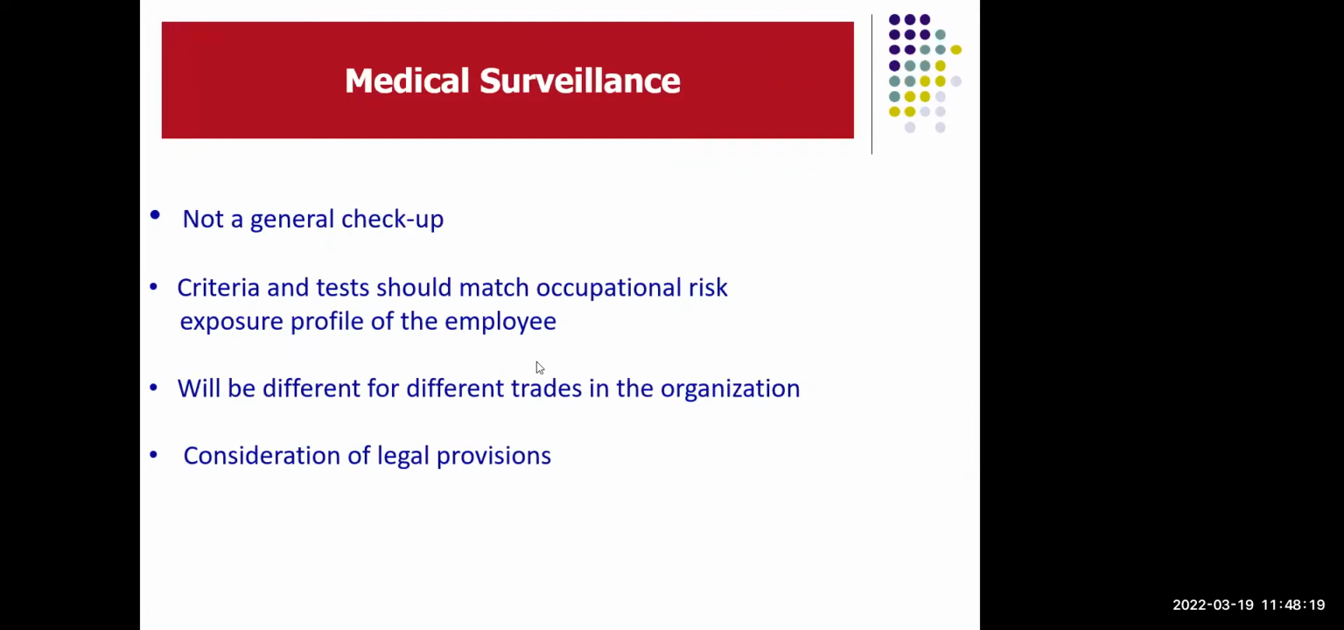So let us say a few words about medical surveillance. Now it's not a general checkup, like you go to a health clinic and get a silver checkup, a gold checkup, and a platinum checkup. No, you should not go for all these checkups. You talk to your doctor about what you need, and then only undergo it. Don't do it just because some people advertise a checkup within 700 rupees, which is not really needed for you. And sometimes it can cause confusion. So medical surveillance is not general checkups. Criteria and tests should match the risk exposure. I had gone to a factory, they were doing audiometry for everybody.